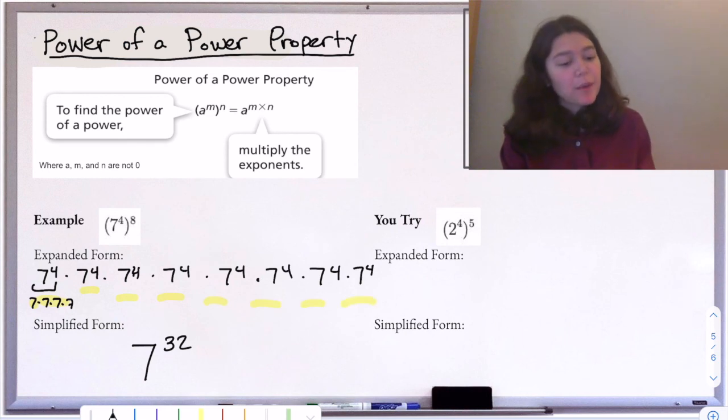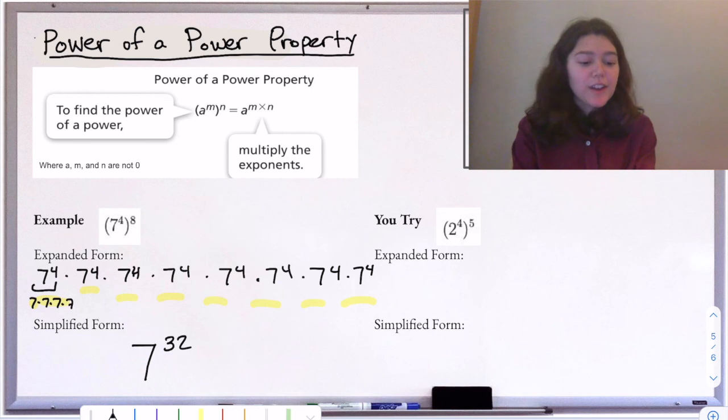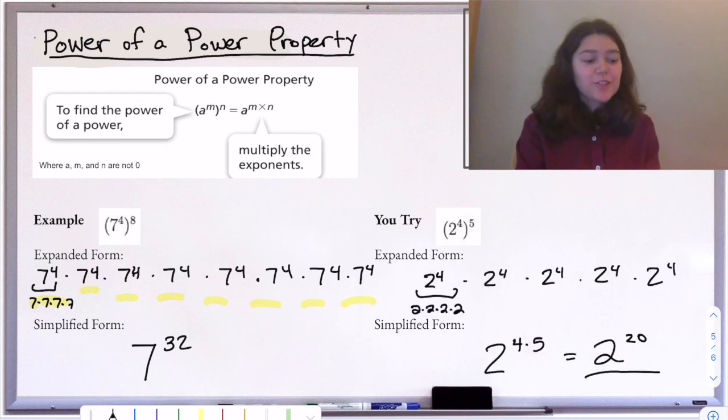We have 2 to the power of 4, all to the power of 5. So write out our half expanded form like I did, and then our final simplified form. Great. And we should have gotten 2 to the power of 20.